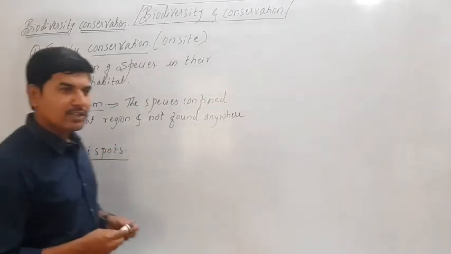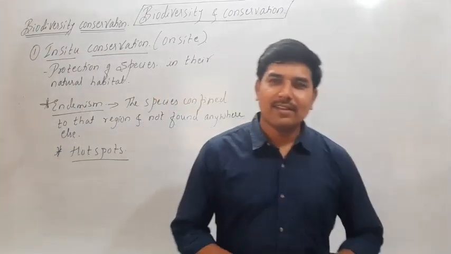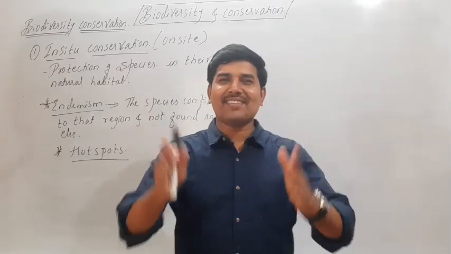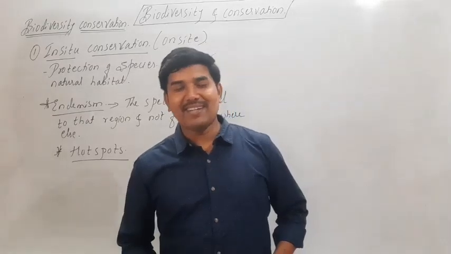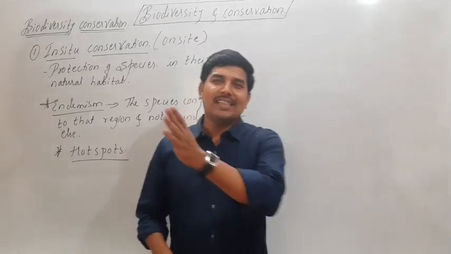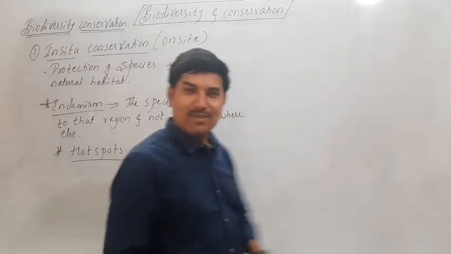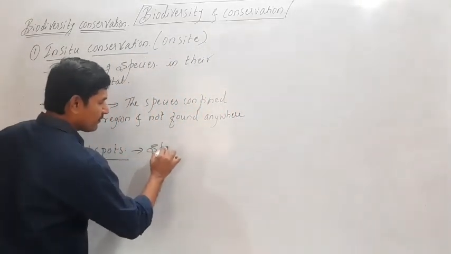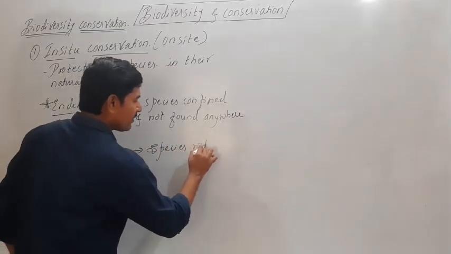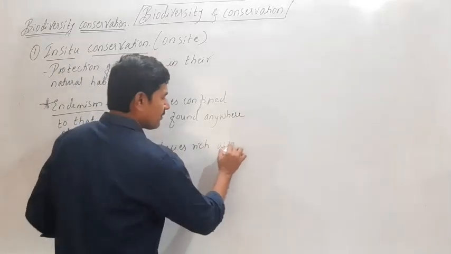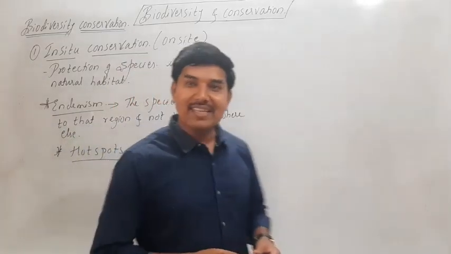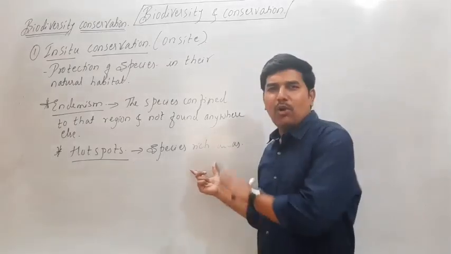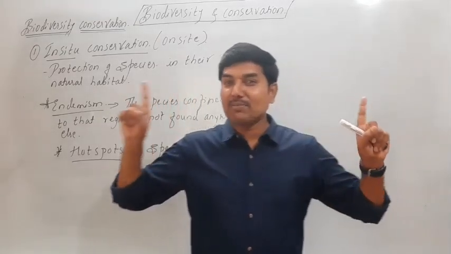Okay, then let's come to a term which is called hotspots. It's not your mobile hotspot. It is called a biodiversity hotspot. So biodiversity hotspots refer to the species rich centers, the biodiversity rich centers, species rich areas. They contain a lot of species, many different types of species.